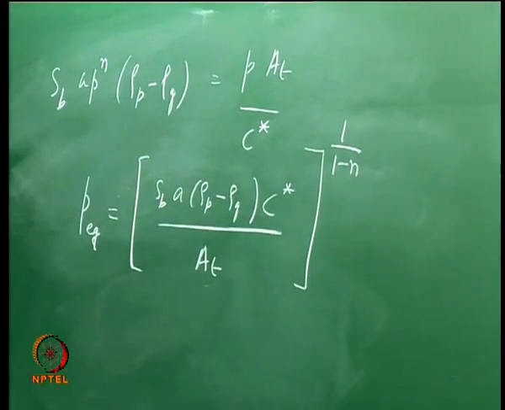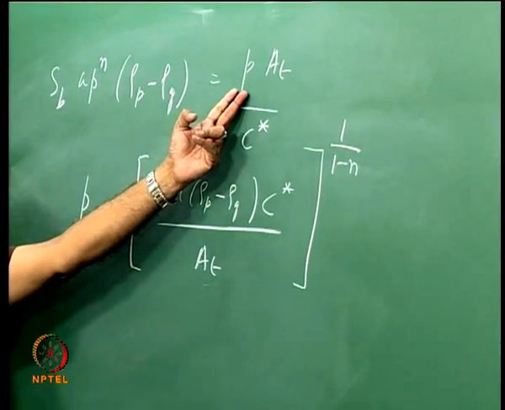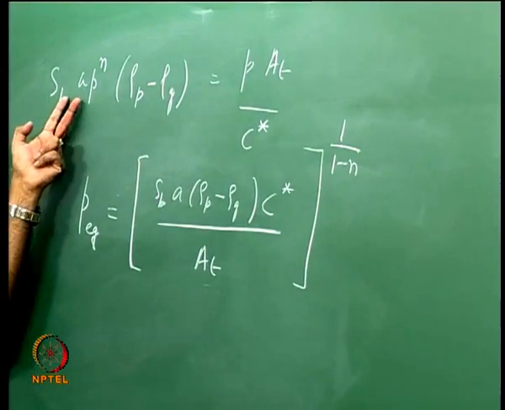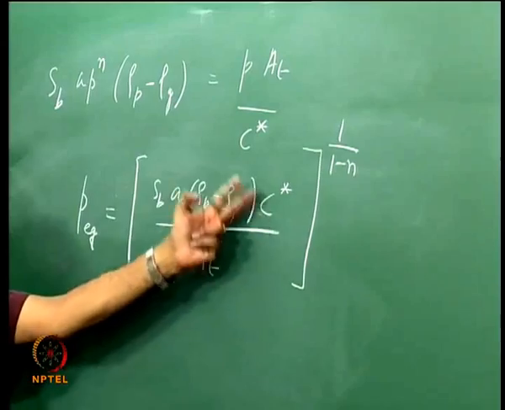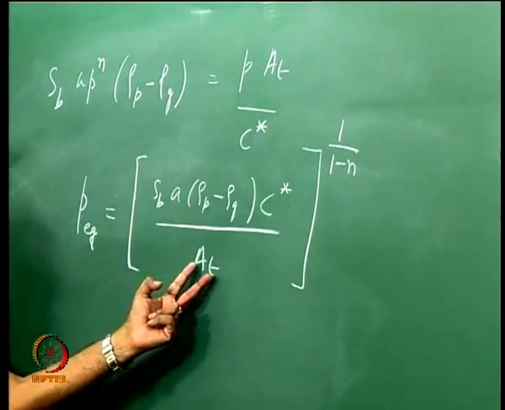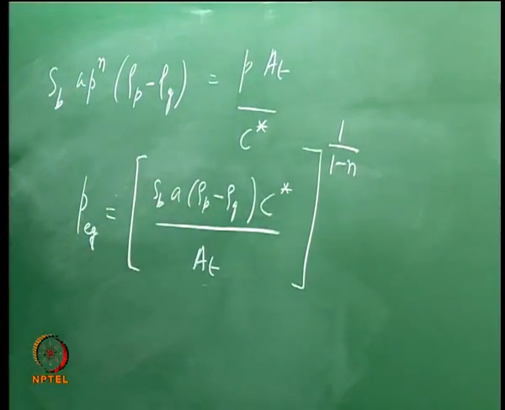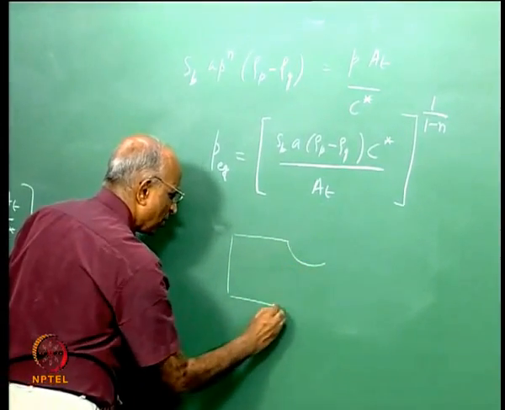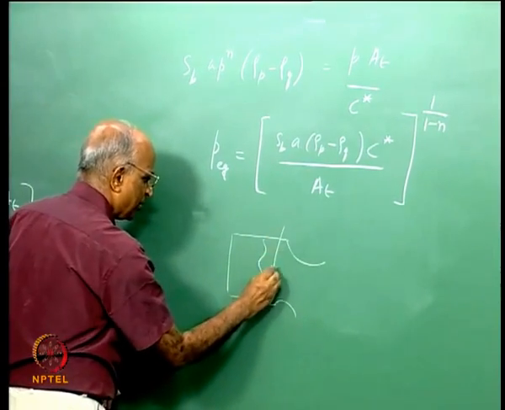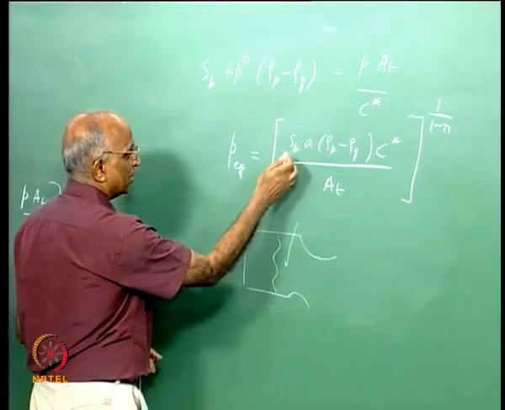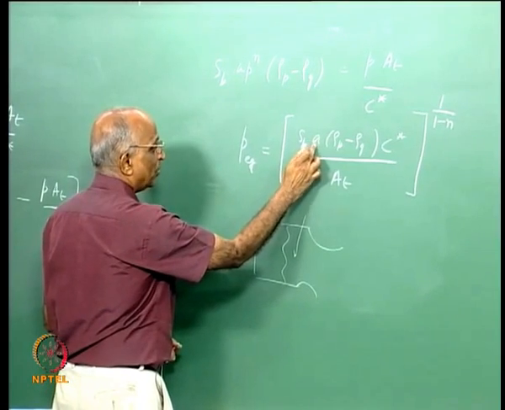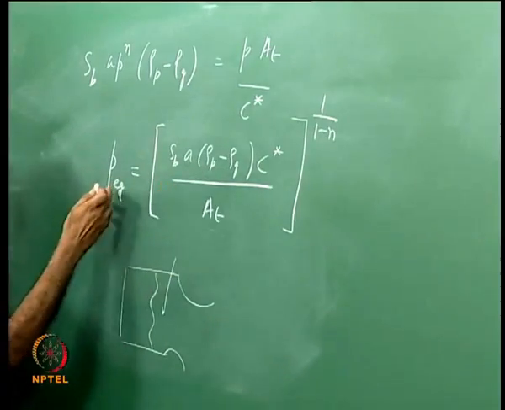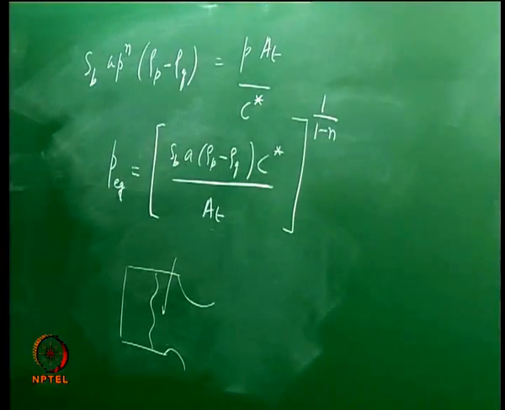Please check whether it is all right. I take P on this side, it becomes P to the power 1 minus n, and I still retain S_B a rho_p minus rho_g, and I take C star upstairs over here and A_T downstairs over here, and this becomes my equilibrium pressure. What is it I am telling? All what I am saying is when I am burning a propellant, whatever be the configuration of the grain, if this pressure is constant, the equilibrium pressure is given in terms of the burning surface area, the pre-exponent a, the difference between propellant density and gas density, the C star of the propellant divided by A_T, which gives me the value of the equilibrium pressure.